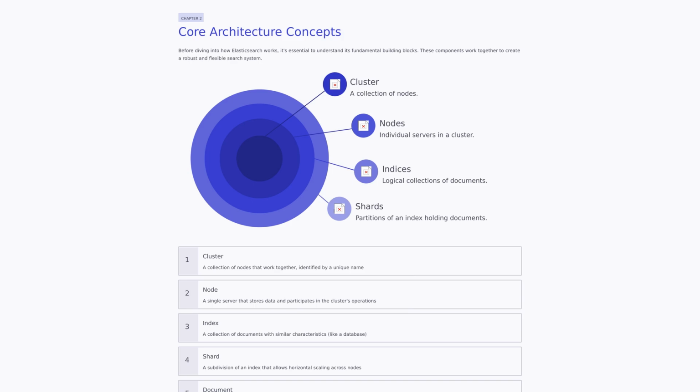Indices are akin to databases, organizing collections of documents with shared traits. Shards then divide these indices, facilitating horizontal scaling across nodes. At the heart of it all lies the document, the fundamental unit of information expressed in JSON format. And so, as we unpack these core concepts, we lay the groundwork for a robust and flexible search system.